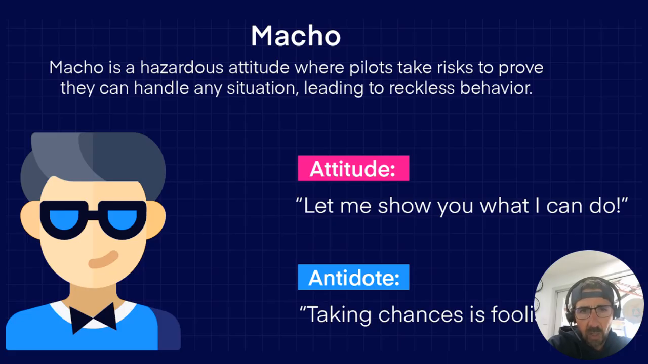And then the antidote is taking chances is foolish. We have the potential to get into this when you're with your student or as yourself as a student. Maybe you're working on a maneuver or maybe you're working on a landing. I specifically remember a time I was working on my tail dragger endorsement, and we were out for a long time doing these touch and goes out at Flabob. And I wanted to get that two-point landing down, the main gear landing down.